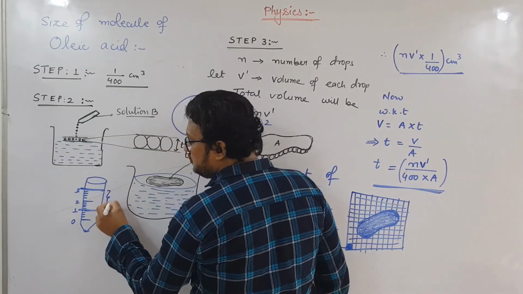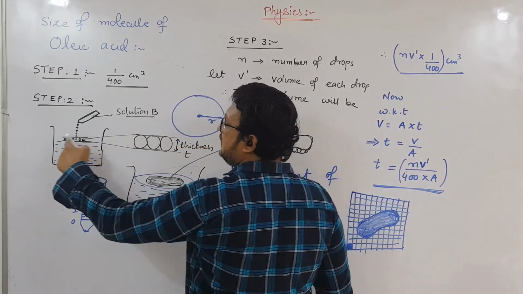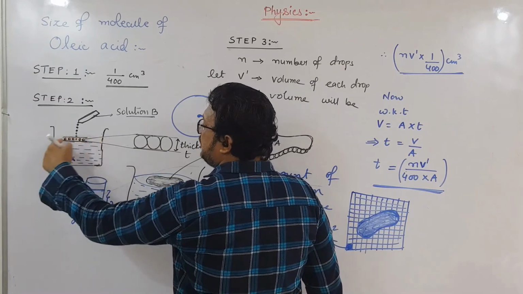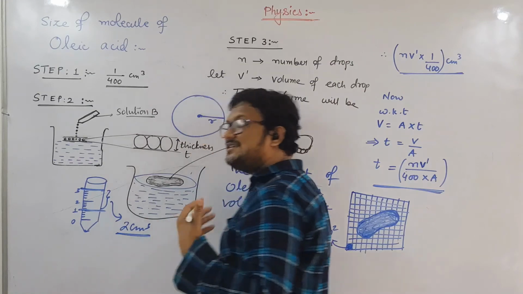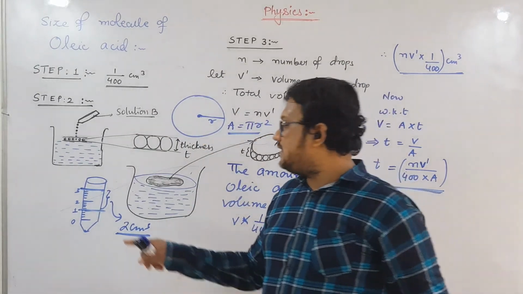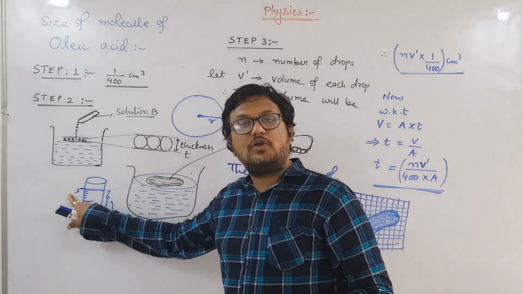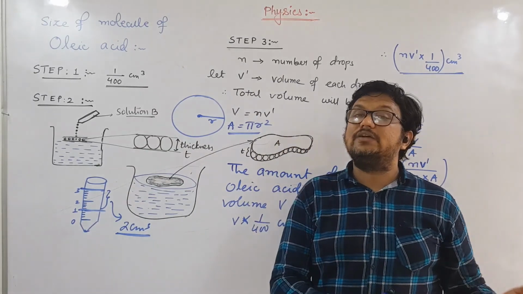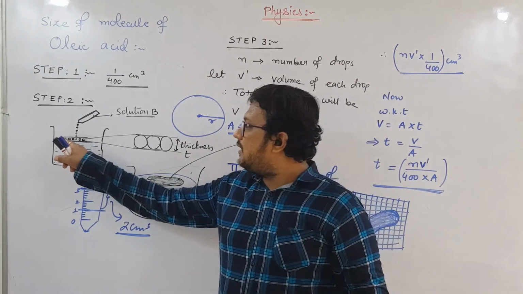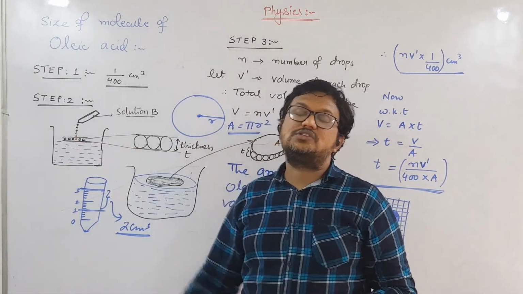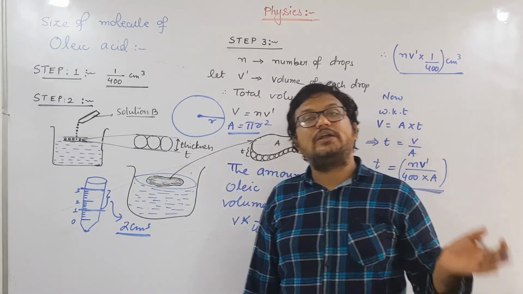So 3 minus 1, you can say that the volume of the monolayer of oleic acid will be 2 centimeter cube. Initial volume is 3 centimeter cube and the final one is 1 centimeter cube. The difference of this will be the volume of the layer of oleic acid on the surface of water. So this is how we can find the volume.